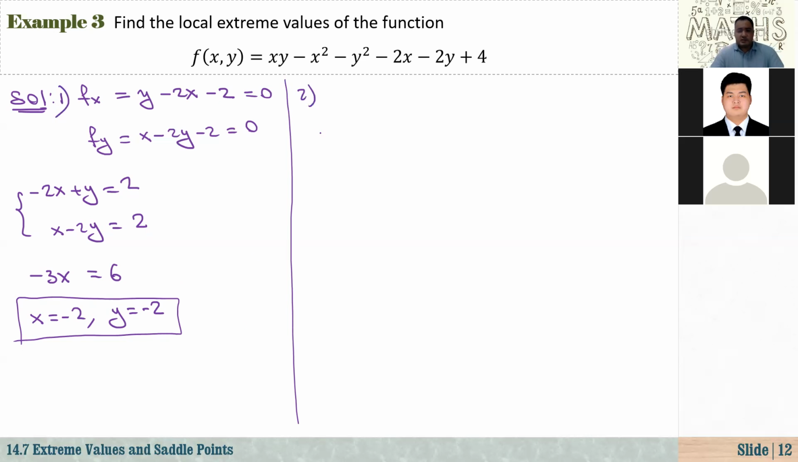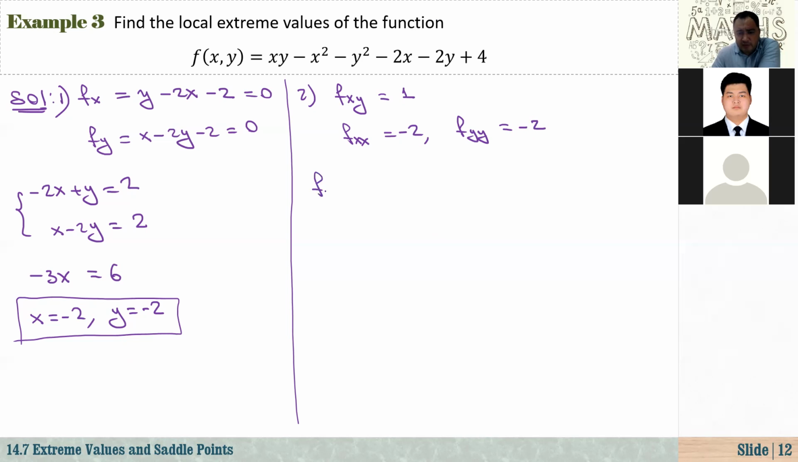The second part is we have to find fxx, fxy, right? And what is fxy? Here we have fx, differentiate one more time with respect to y, that's equal to 1. And how about fxx? fxx is equal to -2. It's already constant. That's why we don't have to evaluate at the critical point. How about fyy? fyy is equal to -2.